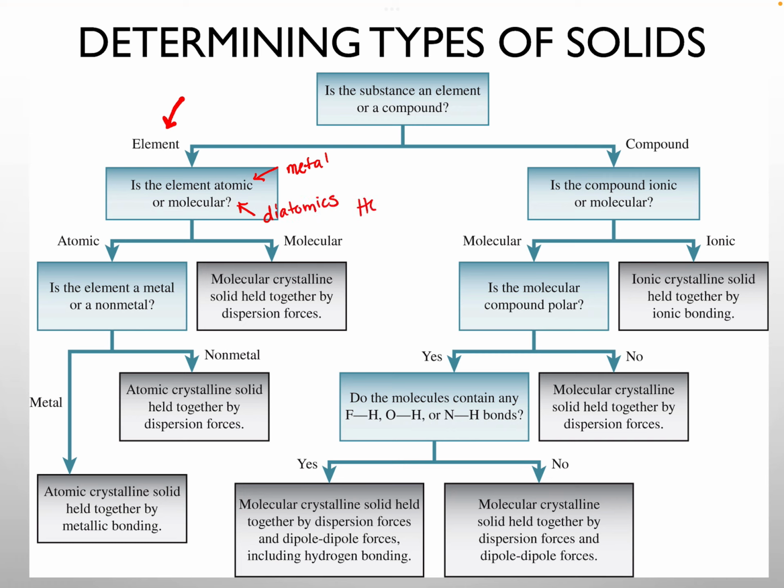Okay, so that would be HOFBrINCl. So that's really what this is talking about. When it says, is it atomic or is it molecular? It's essentially asking, is it a metal or is it a diatomic molecule?